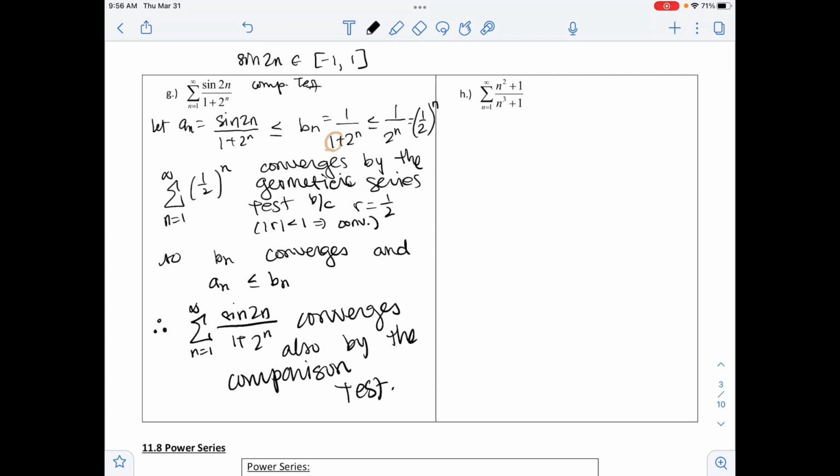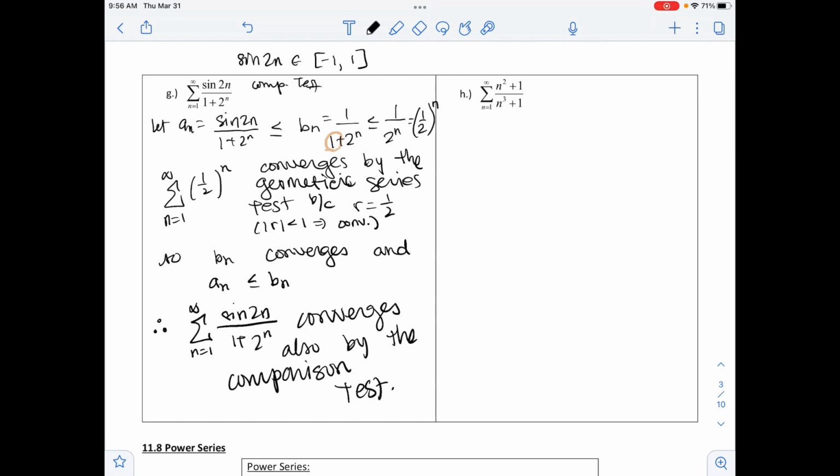So the next one, h, says the sum from n equals 1 to infinity of n to the second plus 1 over n to the third plus 1. And I noticed that if I were to use the comparison test like I did in the last one and get rid of the 1 in the numerator and denominator, I would be left with n squared over n cubed, or 1 over n, which is perfect. However, eliminating a 1 in the numerator and a 1 in the denominator isn't going to do much to help me compare it to something.